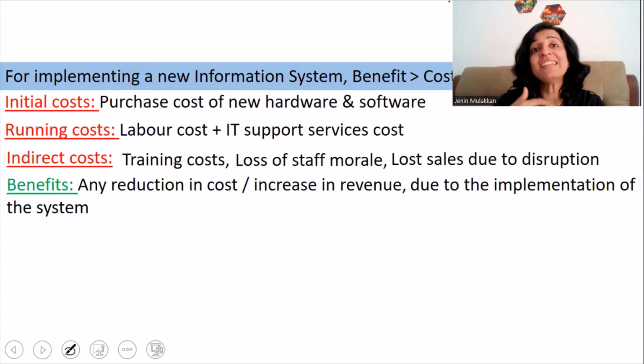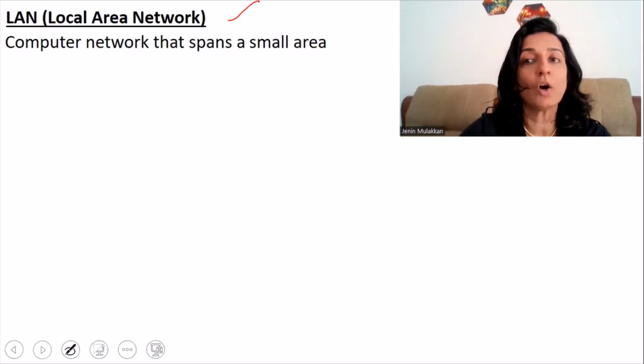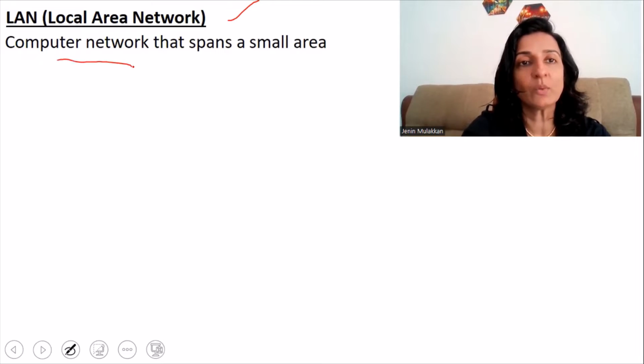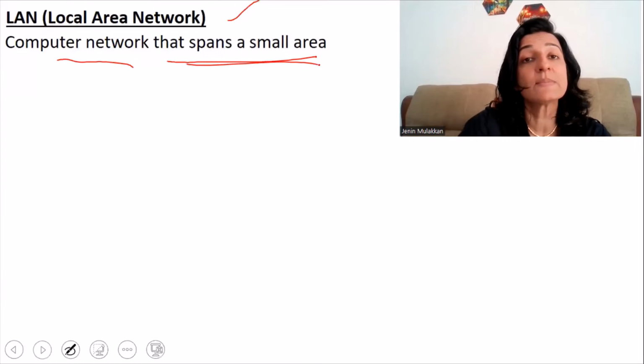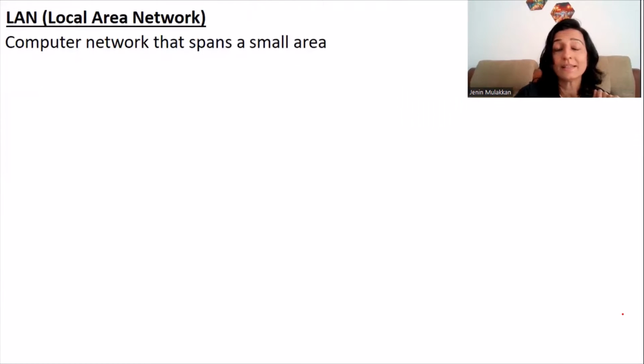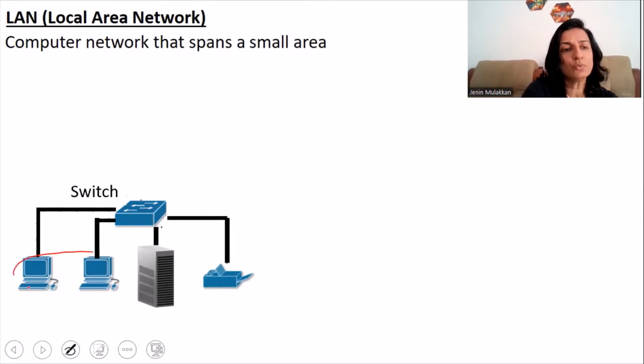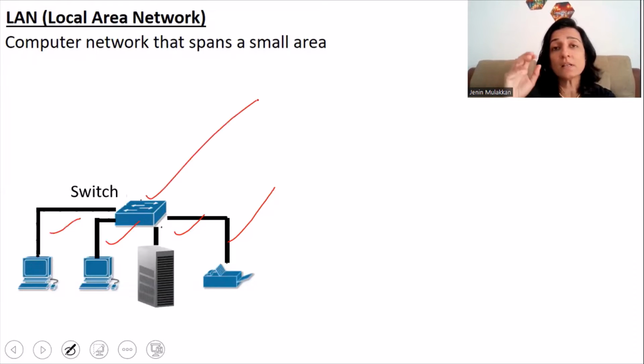Now let's look into the various networks through which the information flow takes place. So we will first start with LAN or local area network. Now LAN is a computer network that spans a small area. Let's take a look at the network. So here we have two desktop computers, a server and a printer, and these are connected by way of cables to a device called the switch.